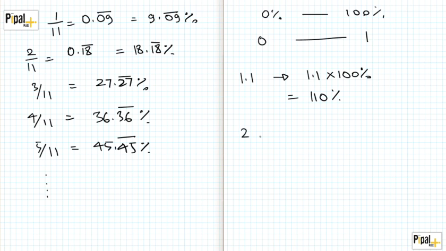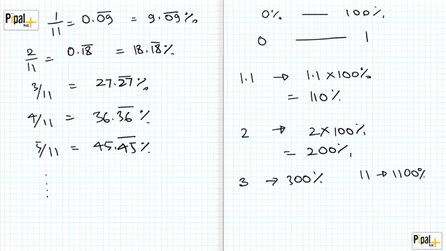So let's express the number 2 in terms of percent. The number 2 in terms of percent is going to be 2 multiplied by 100%, which gives us 200%. So you notice that all the natural numbers, let's say 3 becomes 300%, right? The number 11 will become 1100%, and so on, right? So any natural number, when expressed in percentage, will get two zeros suffixed to it and the percentage sign added.